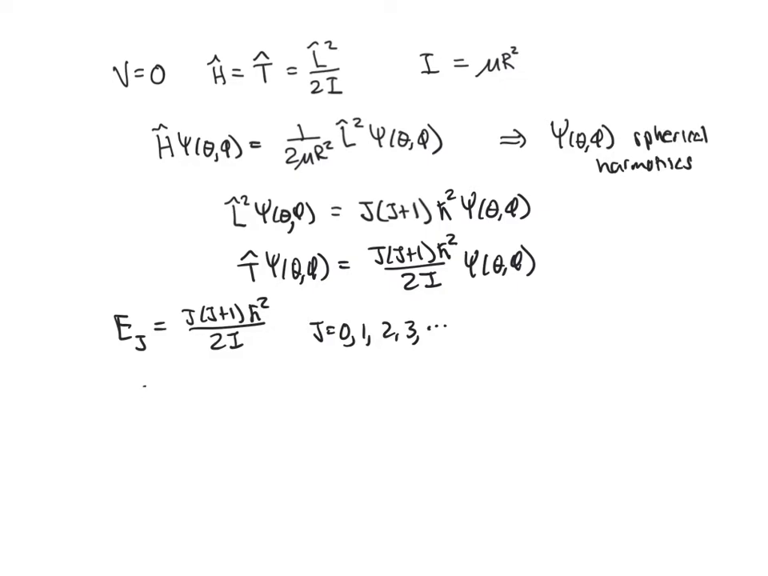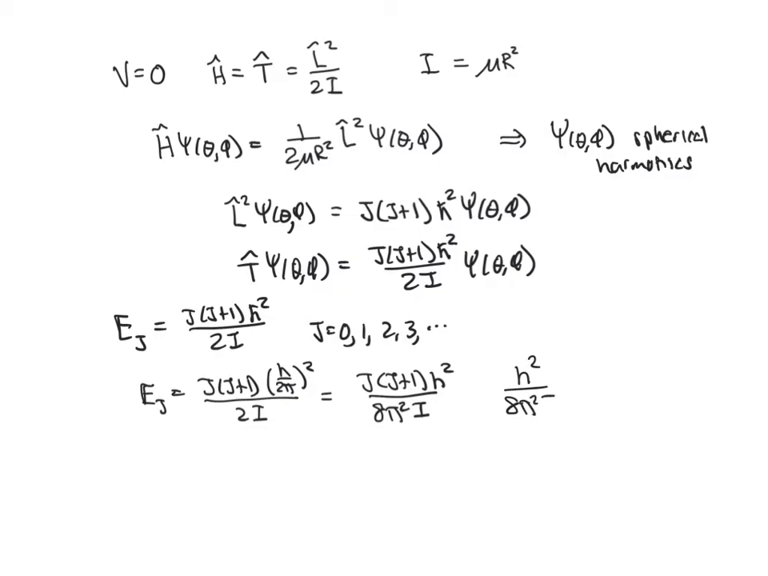It's customary to write these energies in terms of h and not h bar. So if I do that, I have J times J plus 1, and then I remember that h bar is h over 2 pi, so I have that squared divided by 2I. And so that gives me J times J plus 1, h squared over 8 pi squared times I. And we typically equate h squared over 8 pi squared times the moment of inertia with something that we call the rotational constant, or B sub e. So with that definition, we can write that the energy of any J level is equal to J times J plus 1 times B.